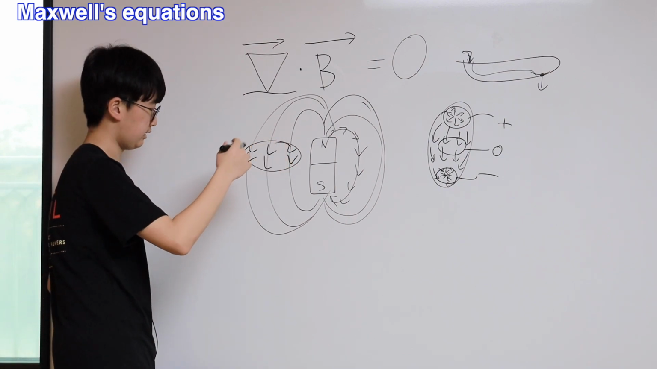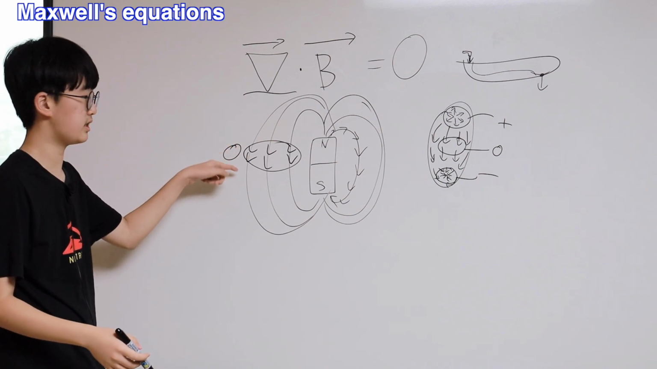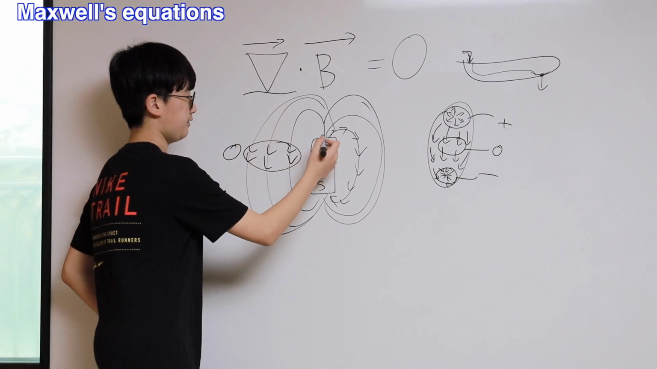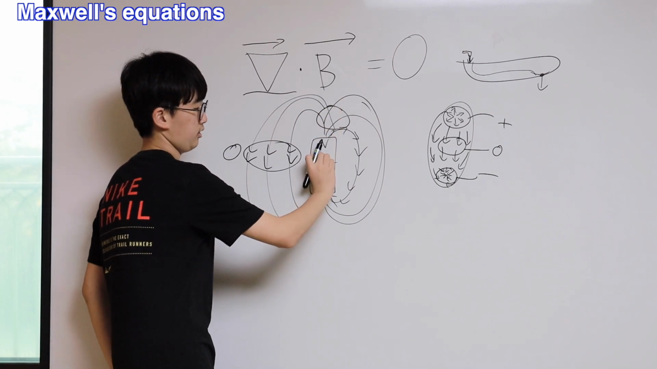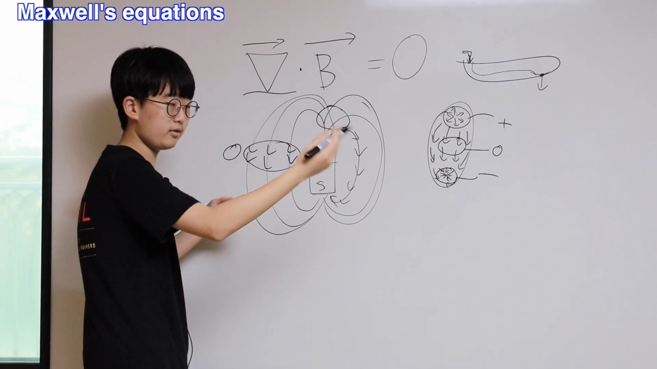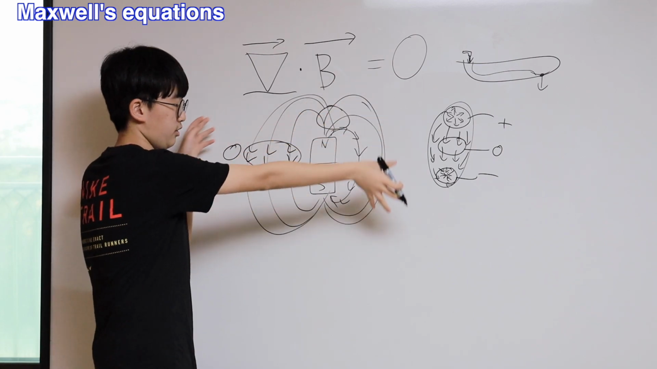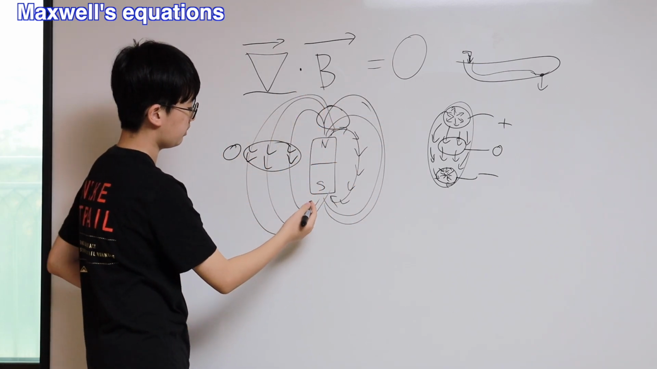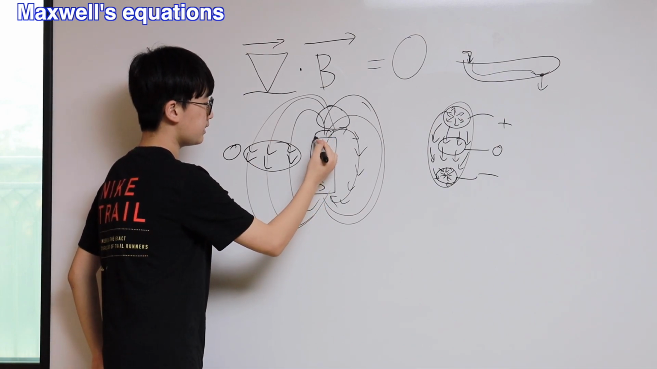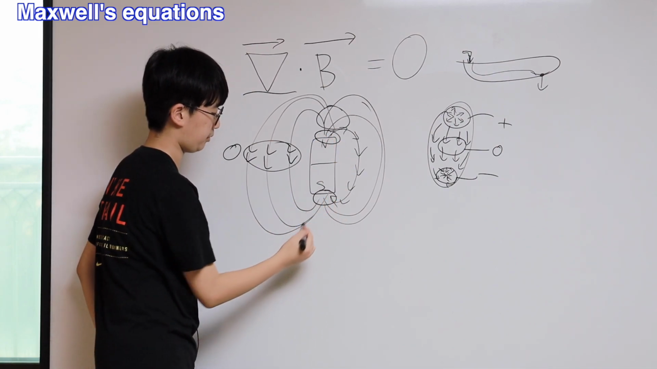So zero, the divergence is zero in this area. And if you look over here, these are coming in. The amount that came in is all just going out again, and that's going to be zero too. But what about this part and this part?